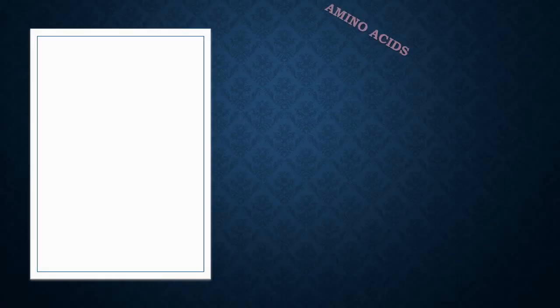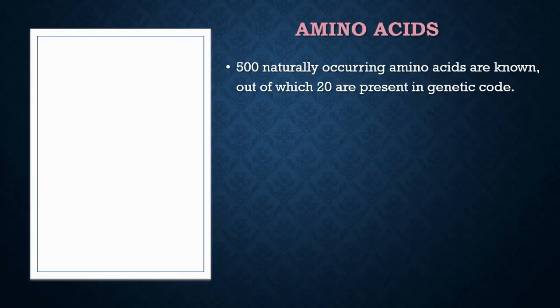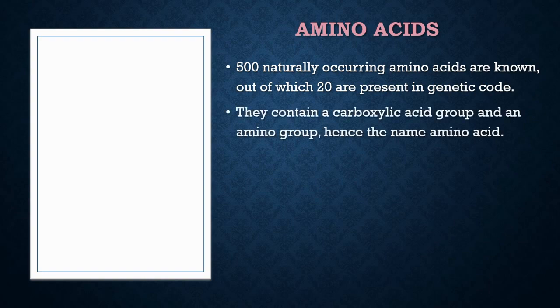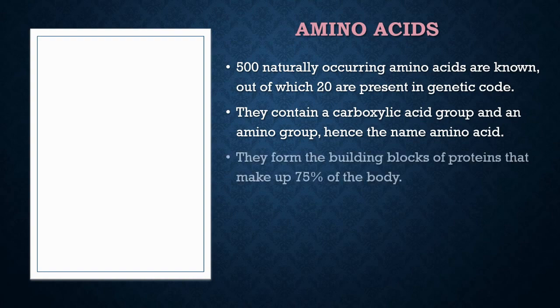Now we will see what amino acids are. There are 500 naturally occurring amino acids known to humans, out of which only 20 are present in the genetic code. These 20 play a vital role in the growth and development of every living thing. They contain a carboxylic acid group and an amino group. Together they are present in an amino acid, hence it is named amino acid. They form the building blocks of proteins.